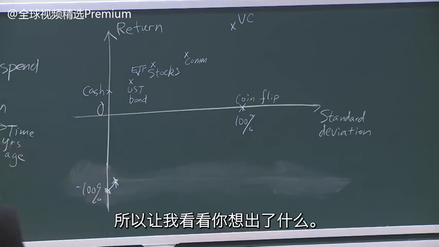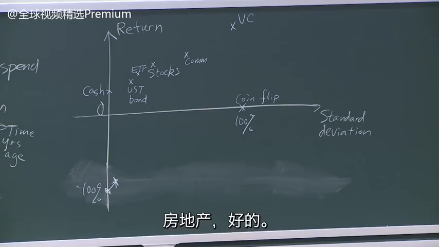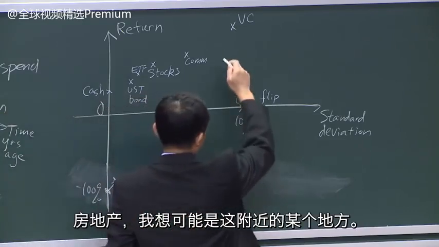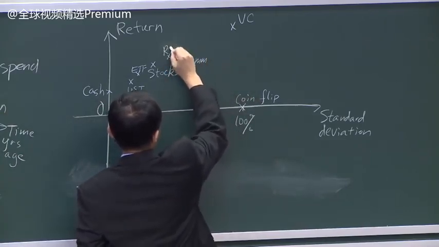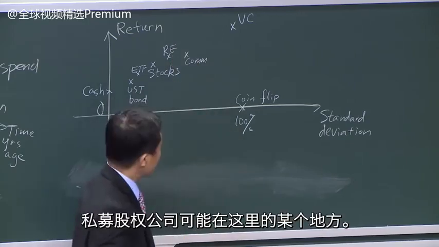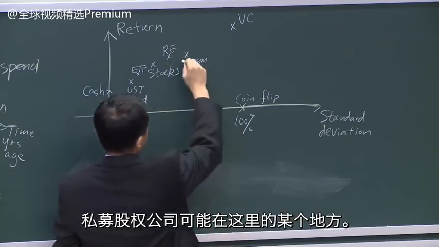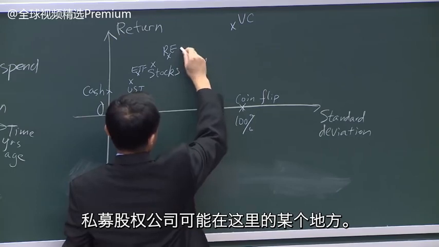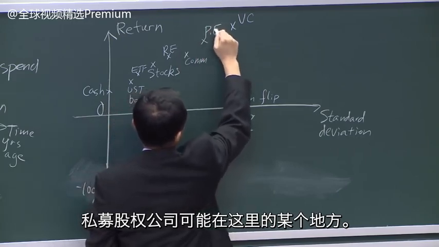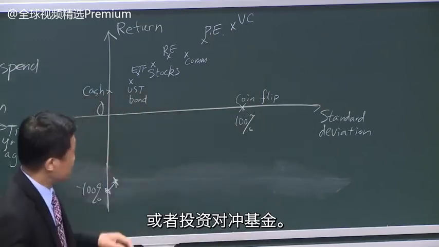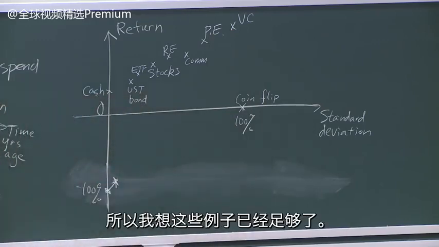Let me just look at what you came up with. Real estate, okay. Real estate, I would say probably somewhere around here. Private equity, probably somewhere here. Or investing in hedge funds, somewhere. I think that's enough examples to cover.